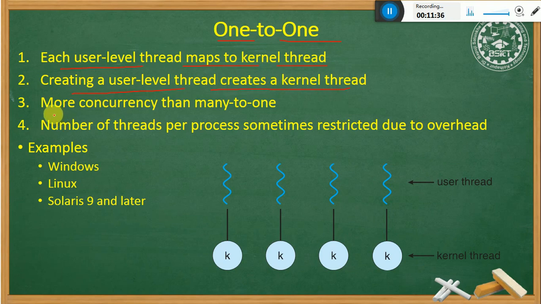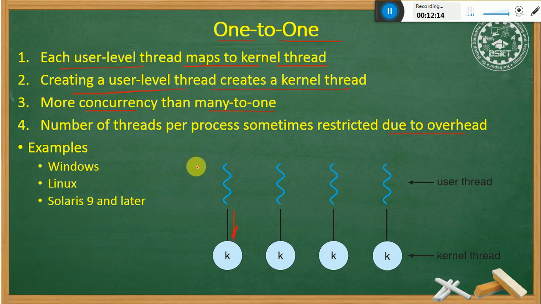In this approach, it is more concurrent or parallelism than many to one. The number of threads per process is sometimes restricted due to overhead. The problem in this model is that if the number of user threads increases, that will automatically increase the kernel threads, because every user thread is mapped with its unique kernel thread.